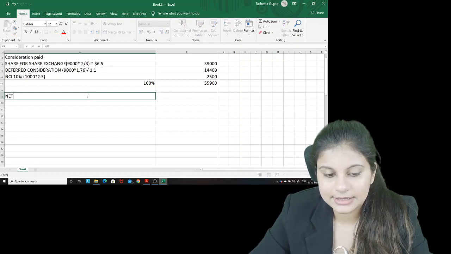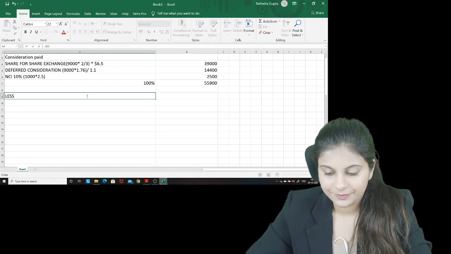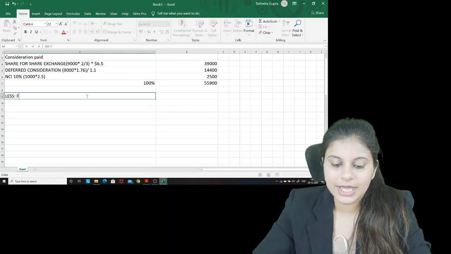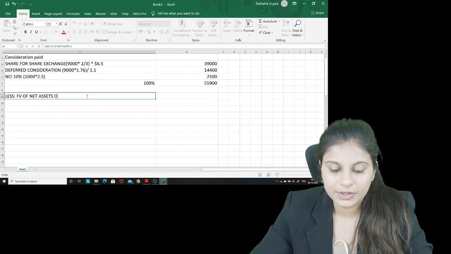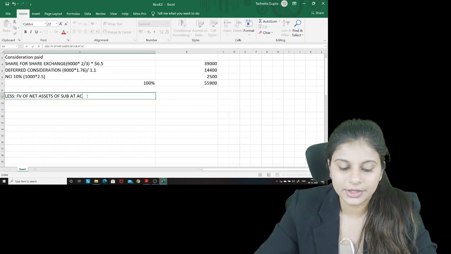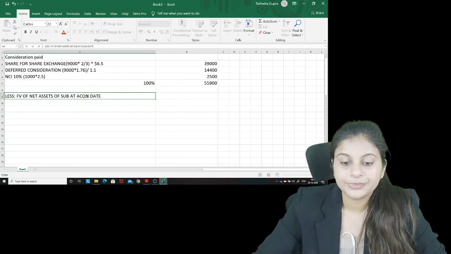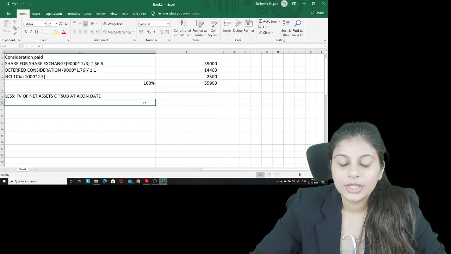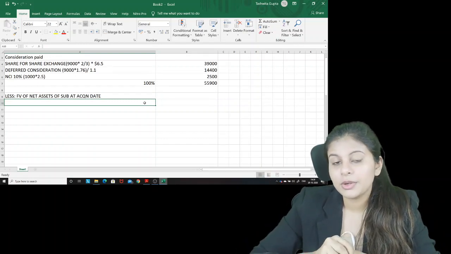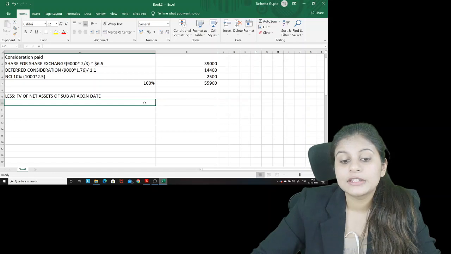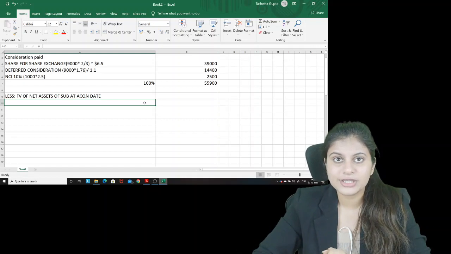So net assets, or you can say the fair value of the net assets of the subsidiary at acquisition date. Now when I say at acquisition date, we used to prepare a different working note for this when we were preparing SOFP, but here we are not preparing the SOFP, we are preparing the statement of profit and loss. So we will not make a special working note. We can show our workings here, it will save our time.